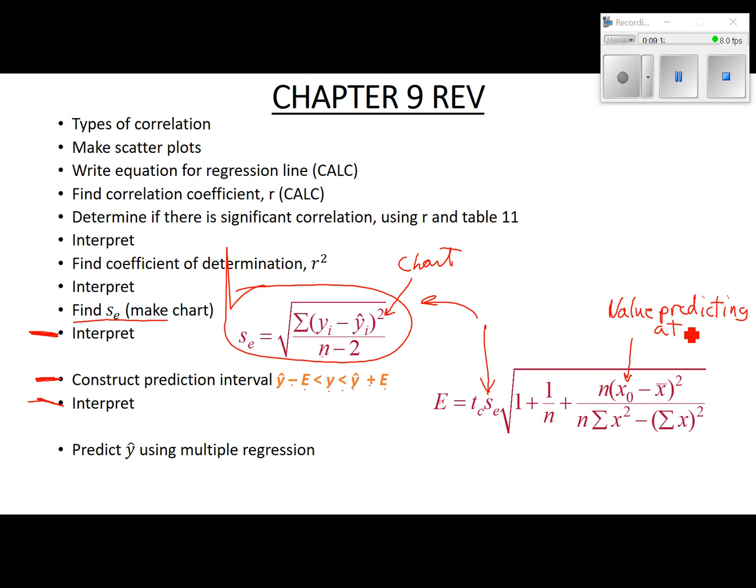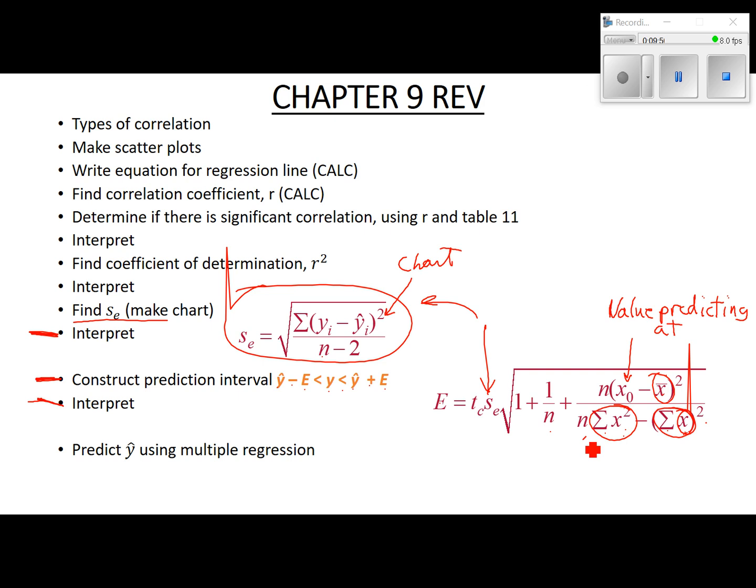The rest of these, if you stuck all your stuff into a list, it'll tell you what x bar is. You put that number in there. It'll tell you what the sum of all the x's squared is. You put that in there, and it will tell you what the sum of all the x's is. Then you have to put it in there, and you got to remember to square it. n, again, is just the number in the set.